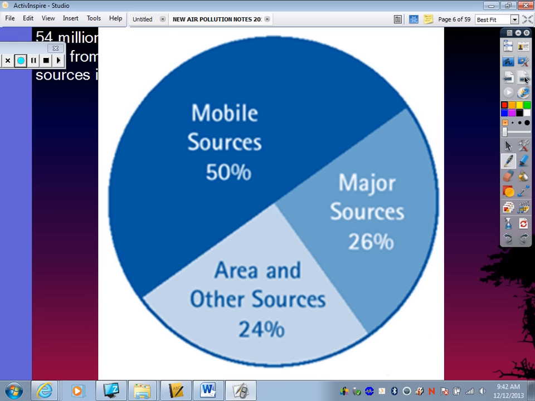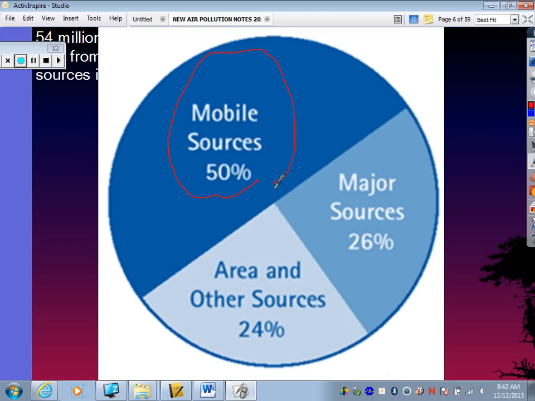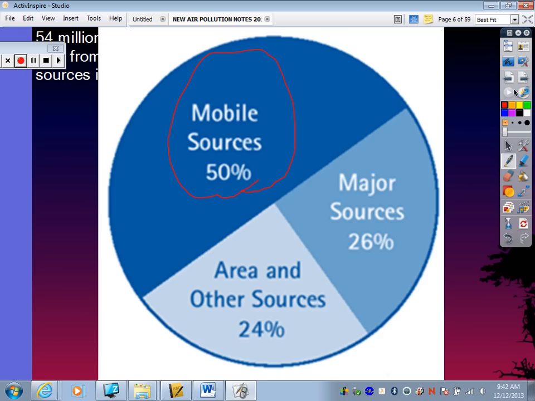Okay, and then this pie chart, one of the big things I wanted you to realize, again, is that mobile sources give off a lot of air pollutants. And then you have a figure over here that's hidden, but it just says that 54 million metric tons of mobile sources in 1990. These were the data back then, but they said that's gone up even more since then.